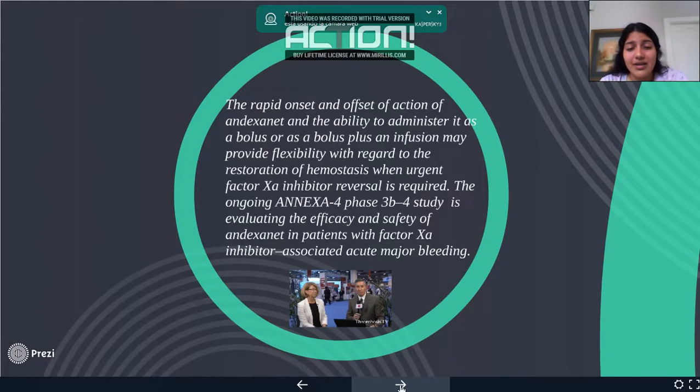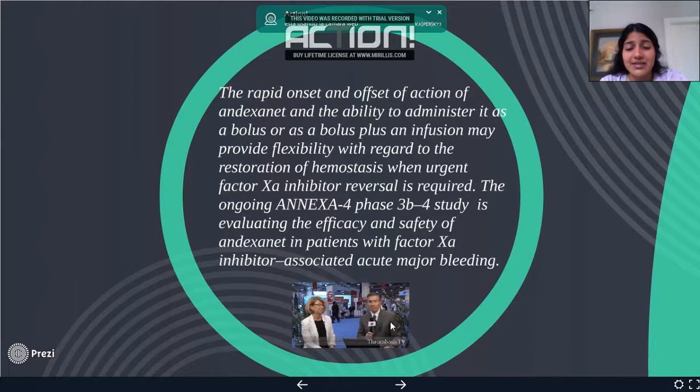The ongoing ANNEXA-4 phase 3b/4 study is evaluating the efficacy and safety of Andexanet in patients with factor Xa inhibitor-associated acute major bleeding.